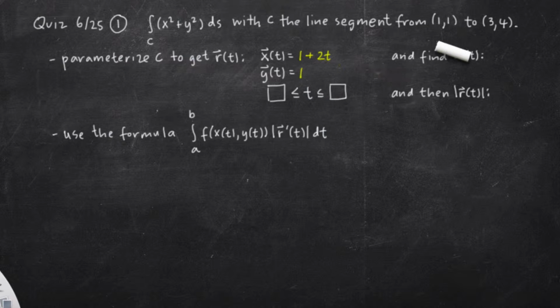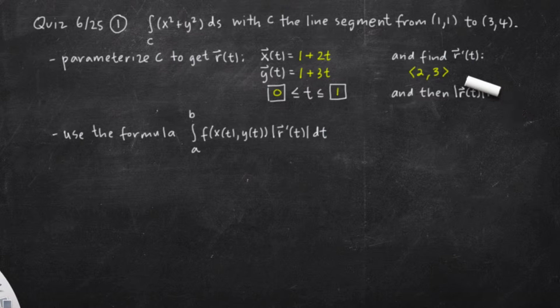And then for y, we're changing from 1 to 4. So that'd be a change of 3, so 1 plus 3t. And then we let t range from 0 to 1. So that's going to be our a and b values later. Now we have to find r prime of t, which will be the derivative of x, which will be 2, and the derivative of y, which will be 3.